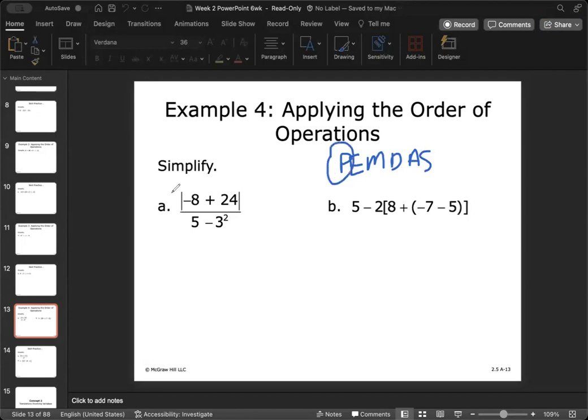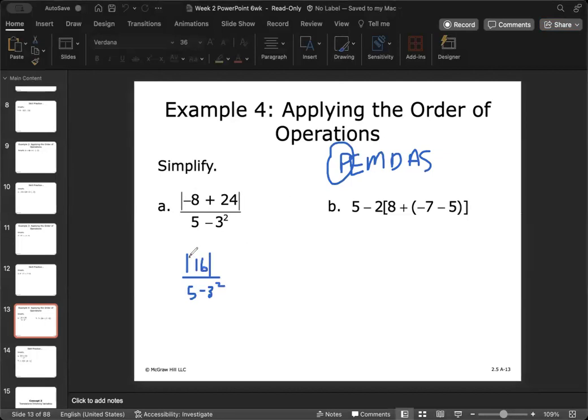Parentheses. Okay, we're going to do P. Even though this is an absolute value, you treat it like a parentheses, actually. You treat it like a grouping symbol. So we will simplify this part first, inside. When we do that, everything else remains the same. Now, we're going to keep the absolute value. We don't change that. We're just simplifying the 8 and the 24 on the inside. And when we do that, -8 plus positive 24 becomes what? Positive 16.